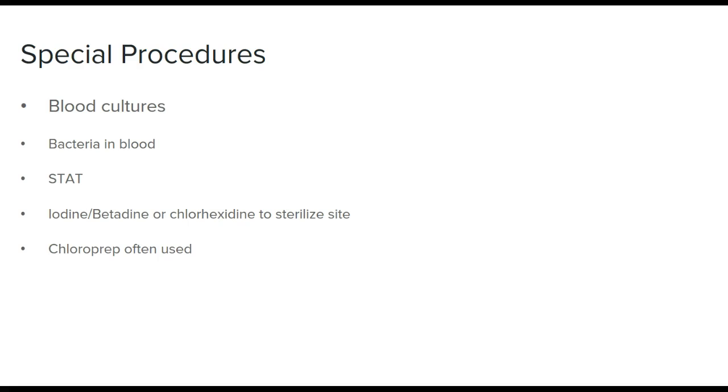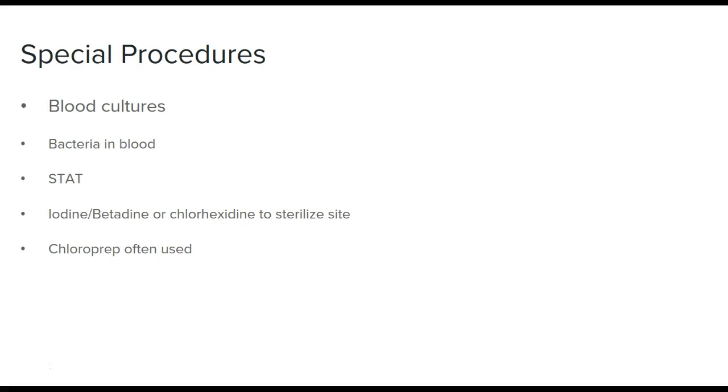Special procedures, the blood cultures. Blood cultures, we draw the patient's blood and we're looking to see if there's any bacteria in the bloodstream. So these are done stat. We don't clean their arm with alcohol. We clean it with iodine or betadine or chlorhexidine. And a lot of the facilities have something called ChlorPrep that's used to clean the arm.